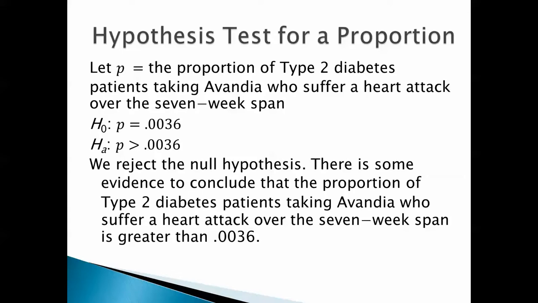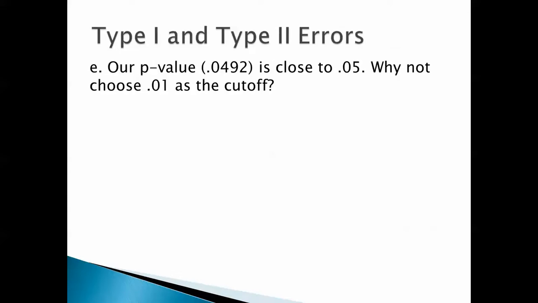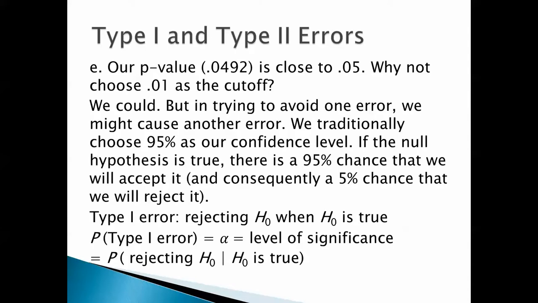And again, when the p-value is close to 0.05 or our chosen value of alpha, we simply say there is some evidence to conclude that, rather than saying, oh yeah, absolutely, there's no way the null hypothesis is true. We don't say that because, in a sense, 0.05 is kind of arbitrary anyway. Our p-value 0.0492 is close to 0.05. Why not choose 0.01 as the cutoff? Well, we could do that, but in trying to avoid one error, we might cause another error.